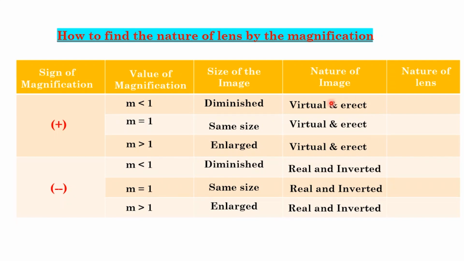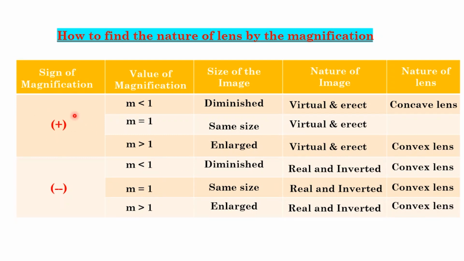Now the question is, if we have this data, how can I tell the nature of the lens? If magnification is positive and the value is less than 1, it is a concave lens. If the sign of magnification is positive and the magnification value is greater than 1, it is a convex lens. This is the case when the object is placed in front of a convex lens between F and O. All these cases are for a convex lens. So if magnification is positive and M is less than 1, then it is a concave lens, otherwise it is a convex lens.